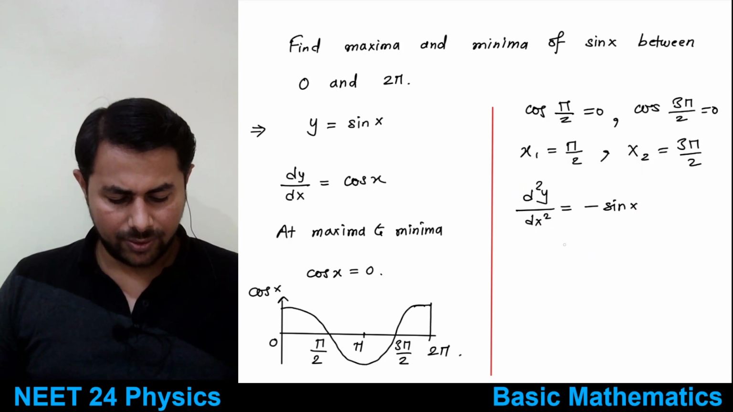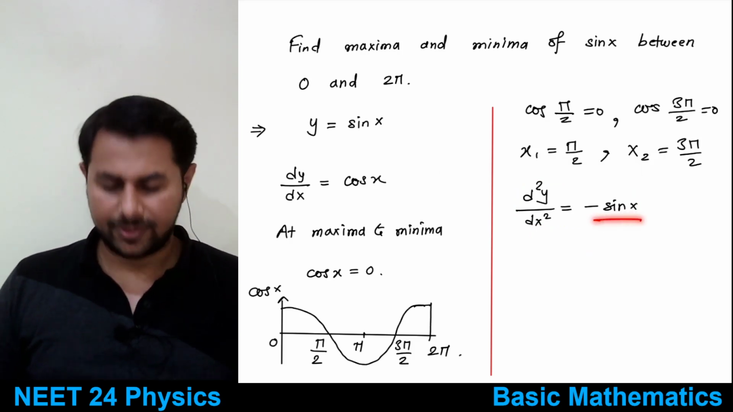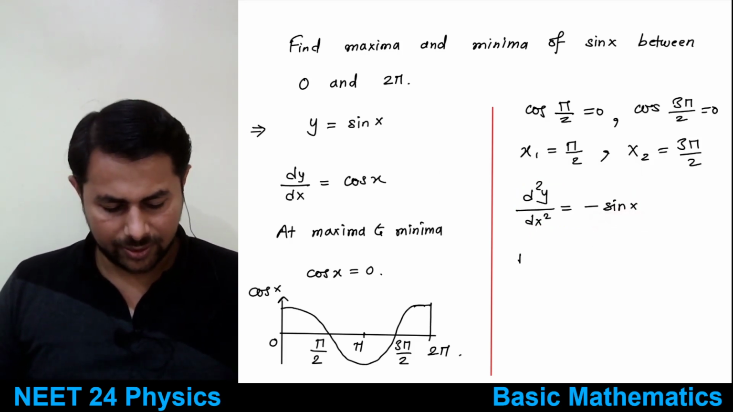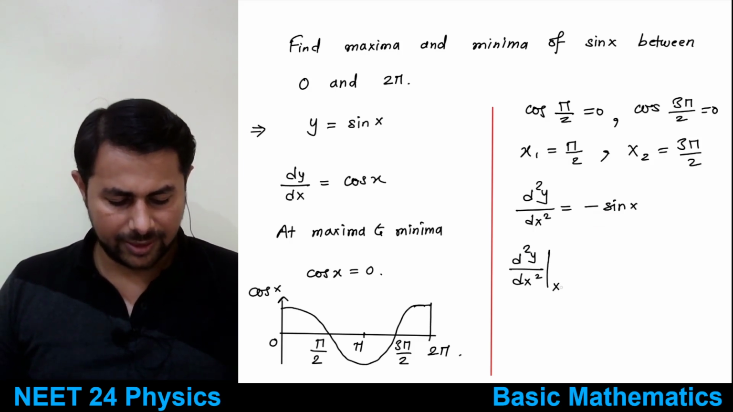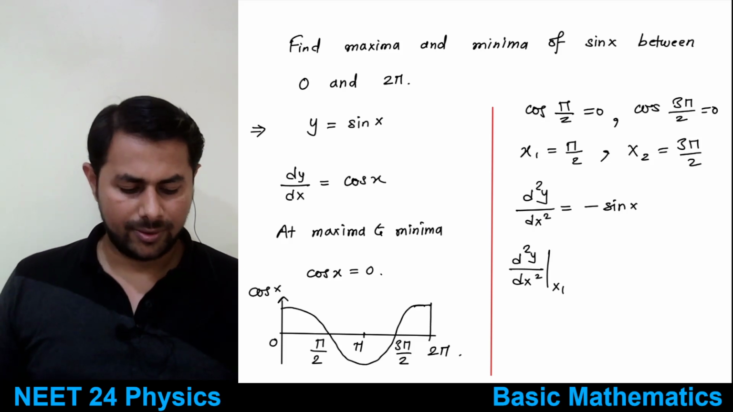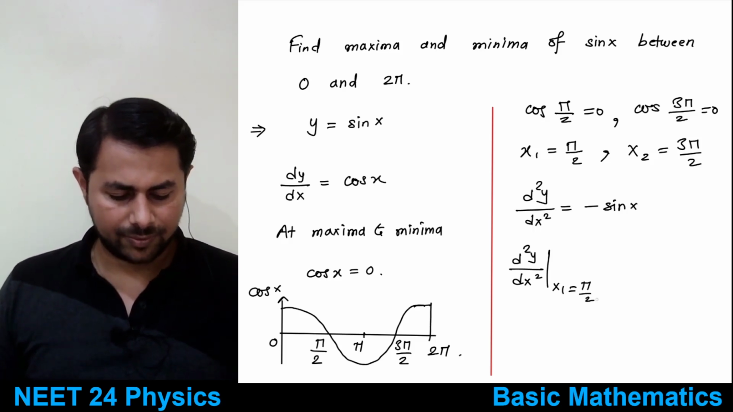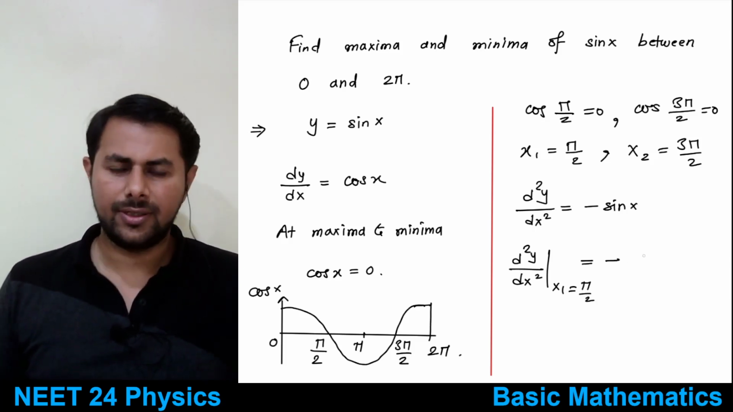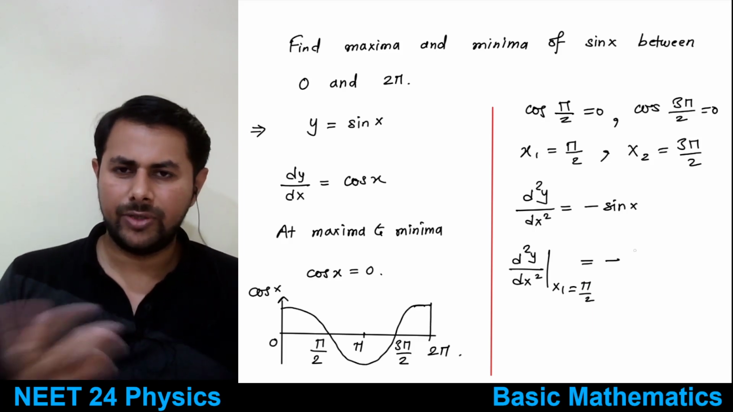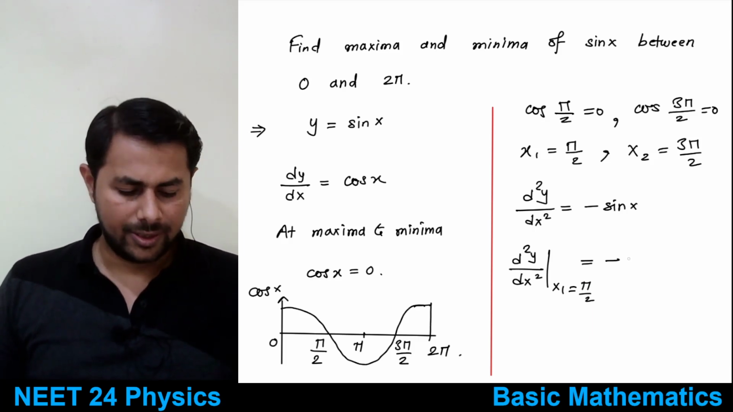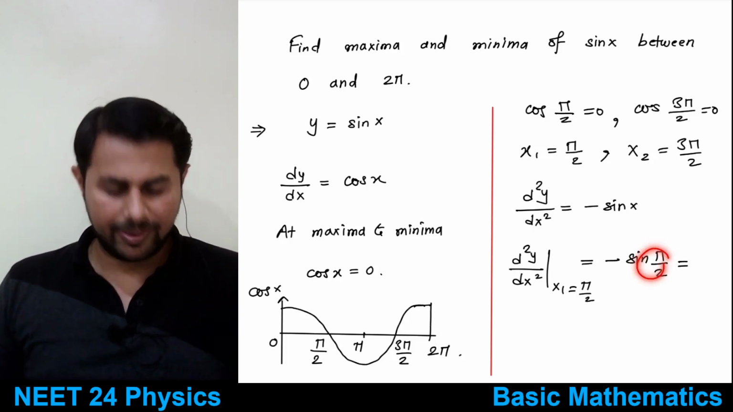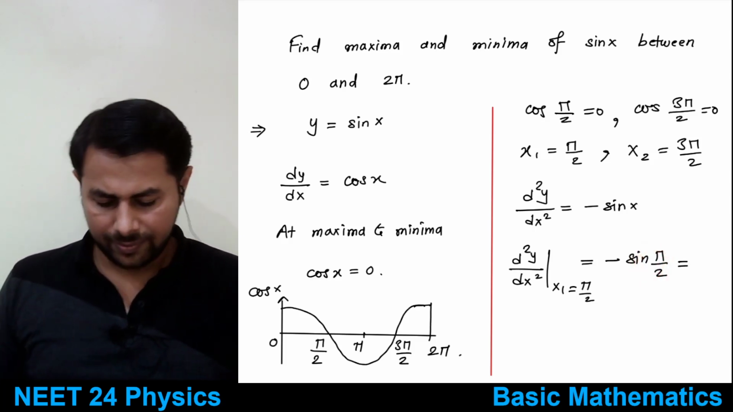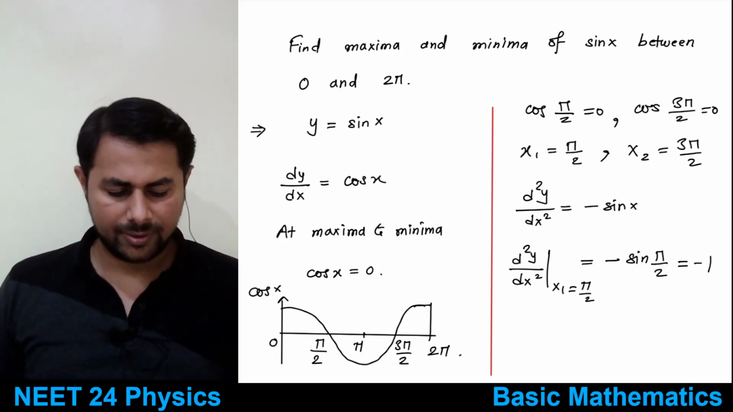Right. So what is the value of minus sin x? Now this is minus sin x, so d2y by dx square at x1, that is pi by 2, is equal to minus sine of pi by 2. Sine pi by 2 means sine 90, and sine 90 is 1, and therefore this thing is minus 1.